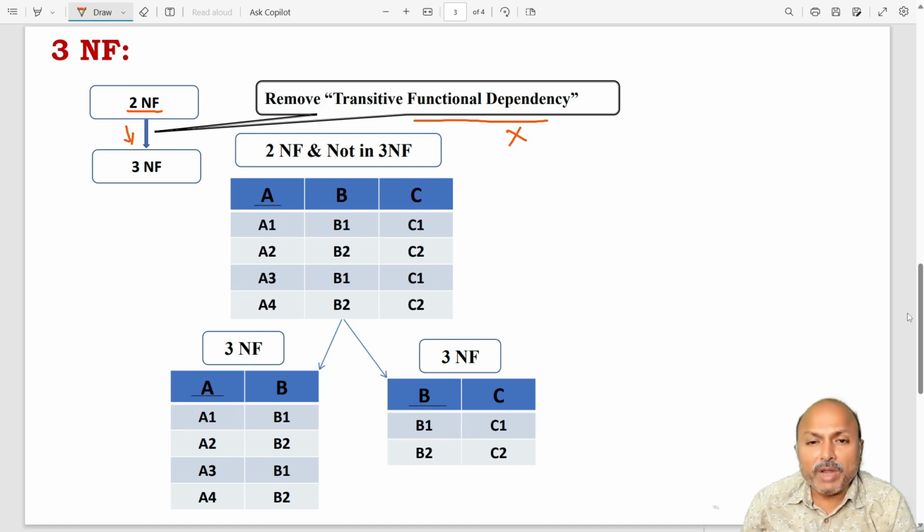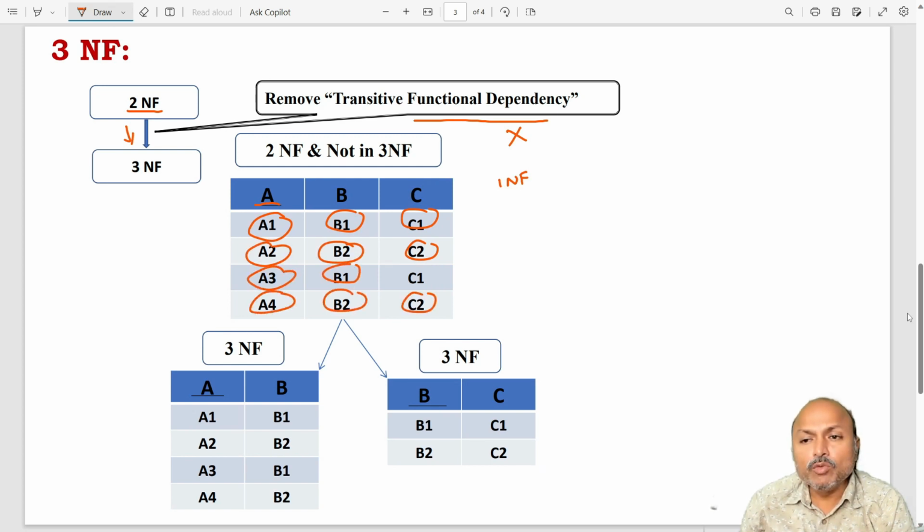Here A is the primary key. The primary key is one attribute, so there is no need to check for second normal form, but anyhow we will see one by one. First, check whether it is in first normal form or not. Each cell has an atomic value, am I right? So we can say that it is in first normal form.